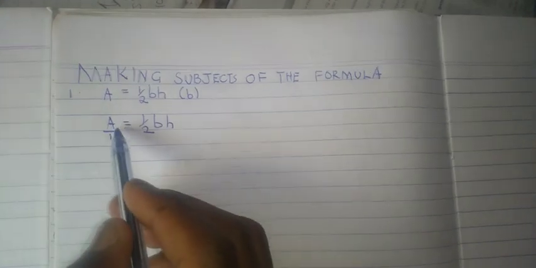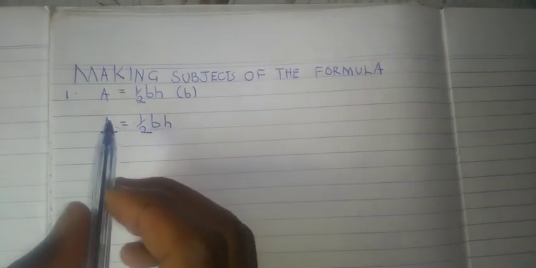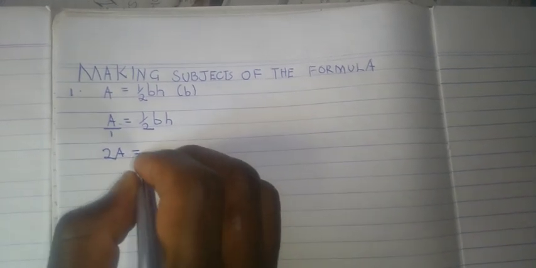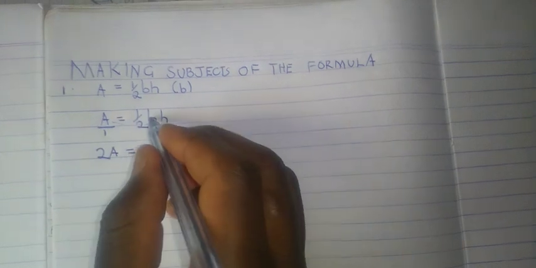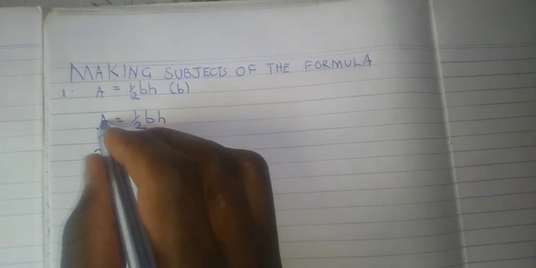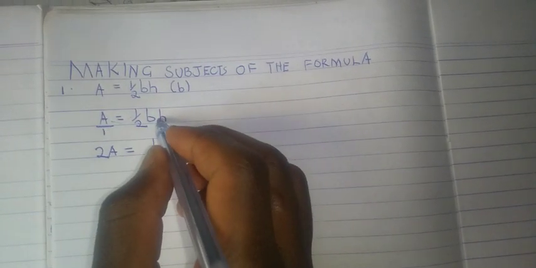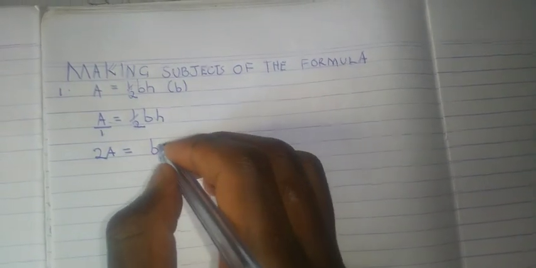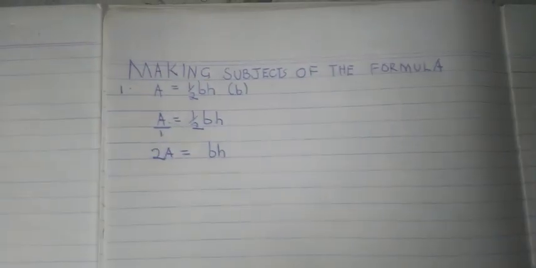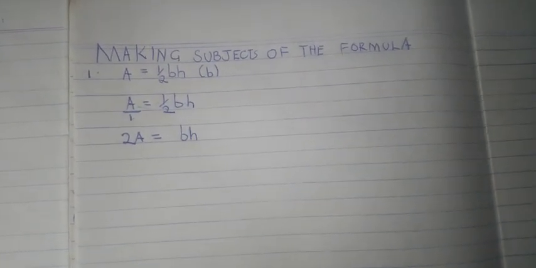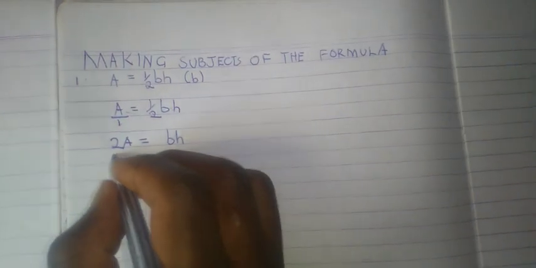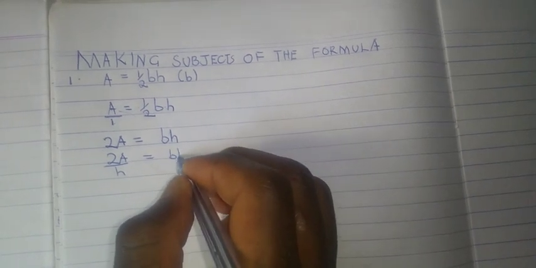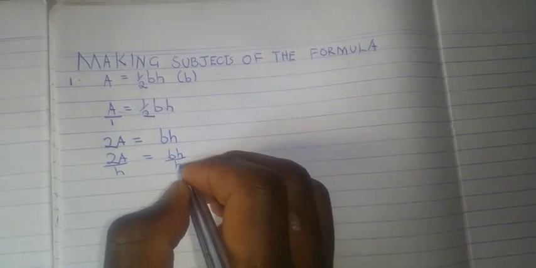I can easily just cross multiply such that I have 2 times A, I end up having 2A. This will give me 1 times BH. Remember, we have multiplied 2 times this, then 1 times this. 2 is in the denominator and these are numerators, so 1 times BH remains BH. Meaning the only way now for us to remove H is by dividing both sides by H. So I will simply divide both sides by H, even this side I divide by H because they want us to make B the subject of the formula.